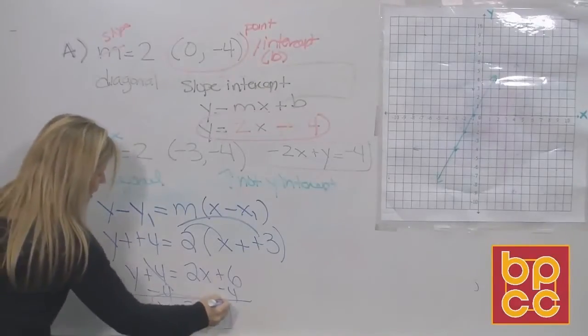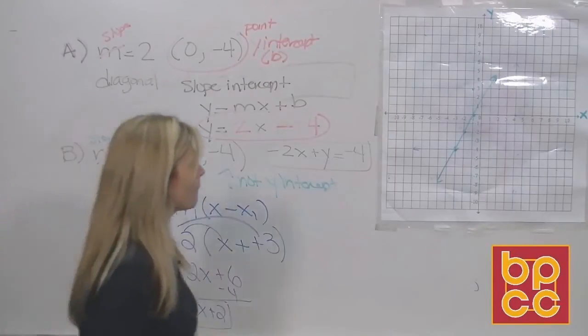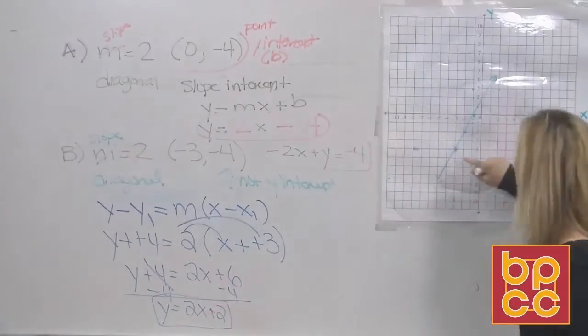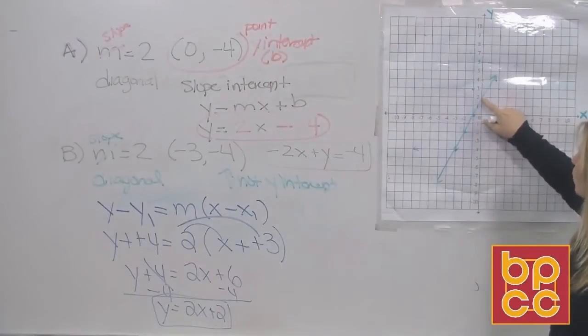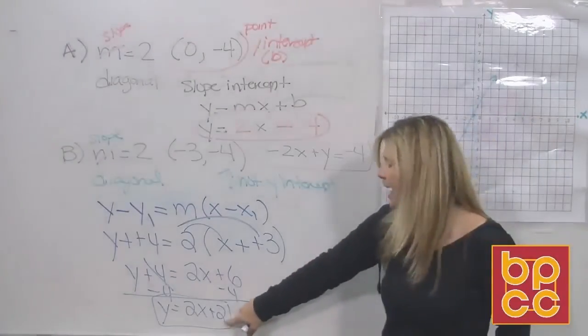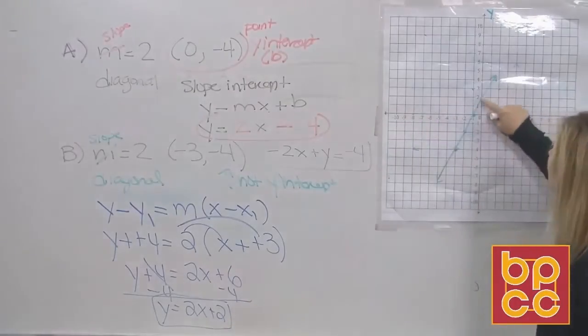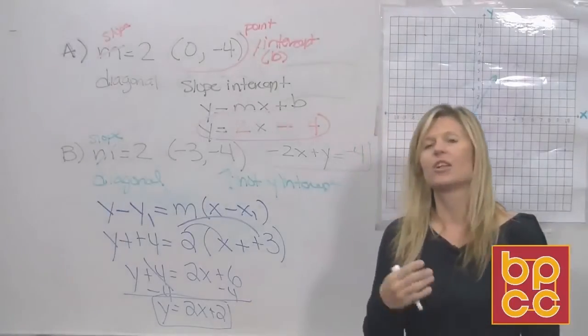Does that look like an equation of a diagonal line, guys? It sure does. If you look at my picture, it makes sense. We knew the slope was 2. We went up 2 to the right 1, up 2 to the right 1, up 2 to the right 1. If you look, that's the y-intercept 2. Am I touching the y-axis at 2? I sure am.